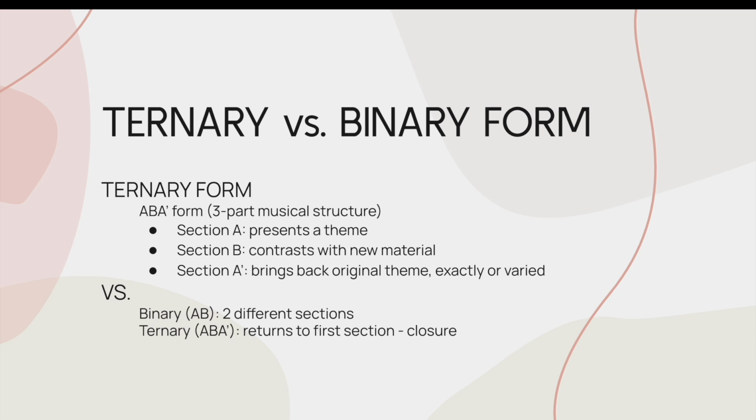So what's the difference between ternary and binary form? Well, binary form is A-B, so it has two different sections. But ternary form has three sections and is like binary, but then it comes back to that first section and gives it some closure.